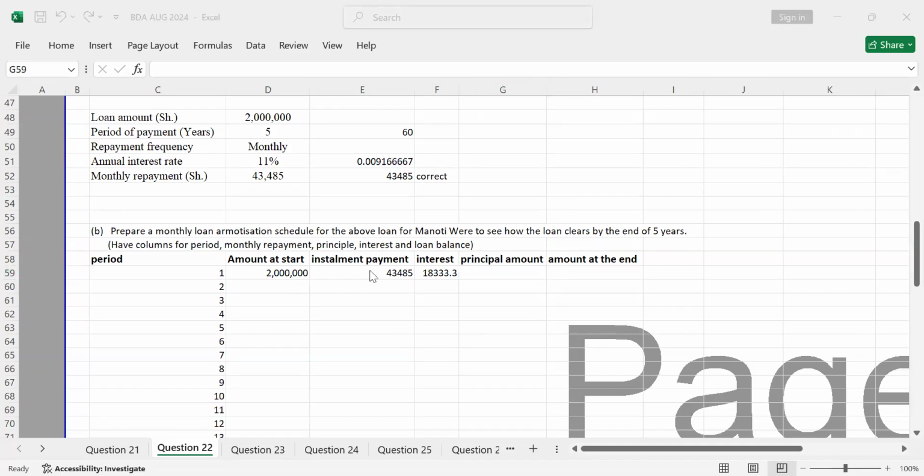Locking, I said you can place F4. If your computer is not working on the F4 only, make sure that you place Fn. While holding Fn, you can now press F4. By doing that, you'll be able to lock that particular cell. I'm hoping that is okay, Lydia. If your F4 is not working, make sure that you press Fn, then F4. It will be able to lock.